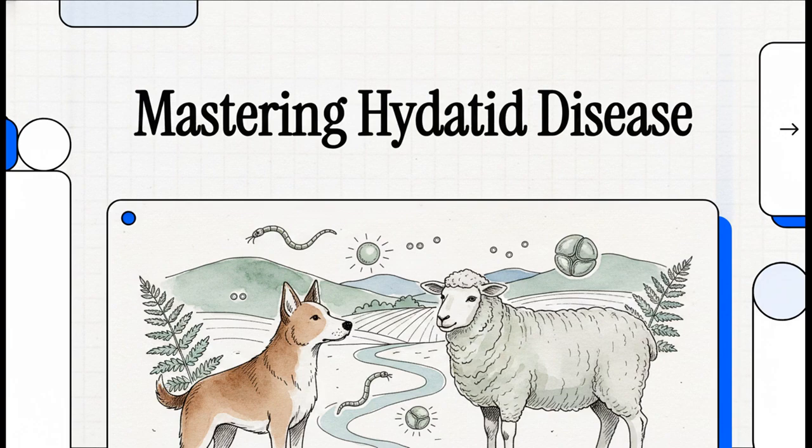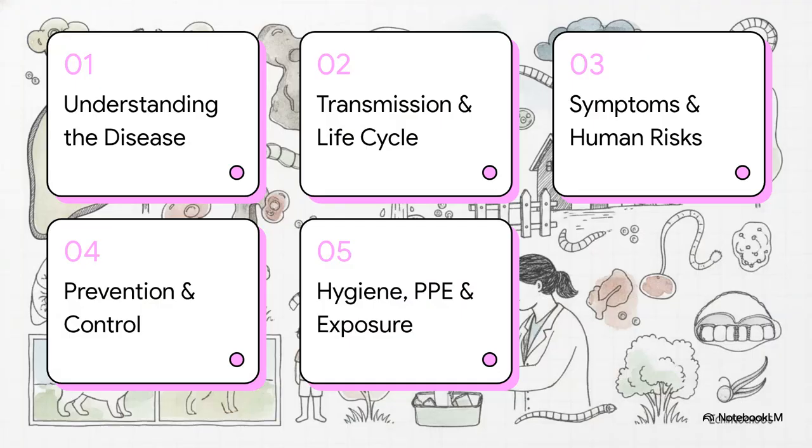So let's just jump straight into it. Here is our game plan for today. We'll hit understanding hydatid disease, transmission and life cycle, symptoms and human risks, prevention and environment control, and wrap up with hygiene, PPE, and exposure.